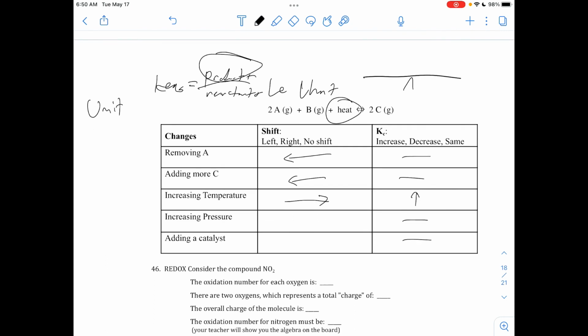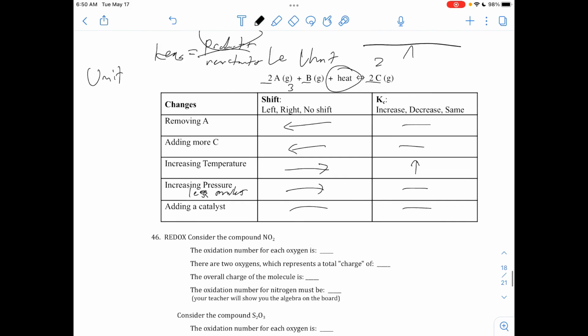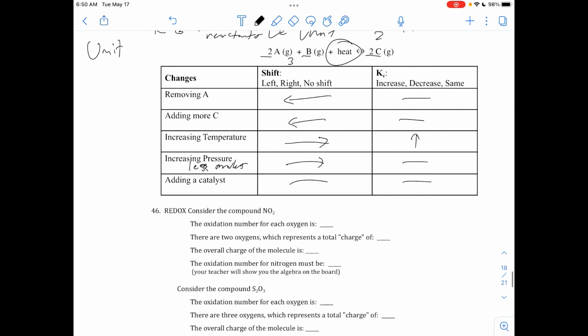For pressure, we just have to look for the side with less moles. Remember, it's opposite. Moles, less moles. So these are the moles. This side has 2, this side has 3, so it's going to go to the side with less moles. If I decrease pressure, it's going to go to the side with more moles. Adding a catalyst doesn't actually affect the shift, but it does affect the speed of the reaction. Okay, so that's Le Chatelier's principle.